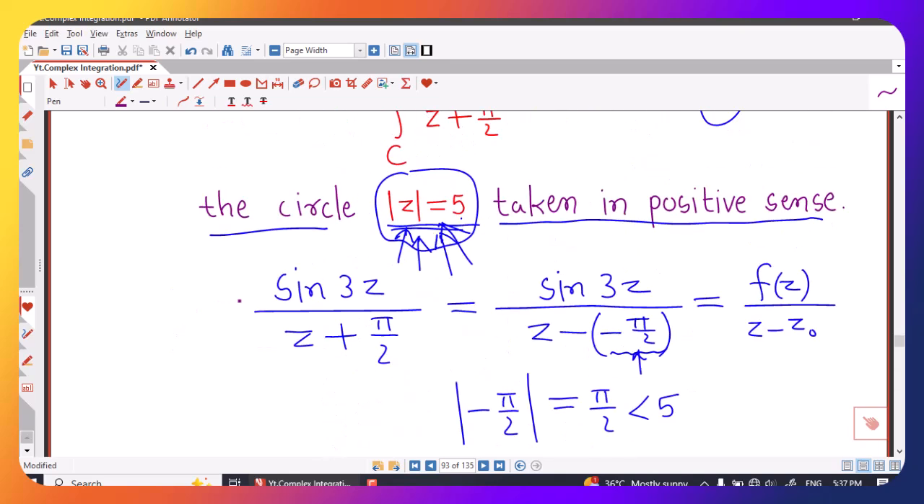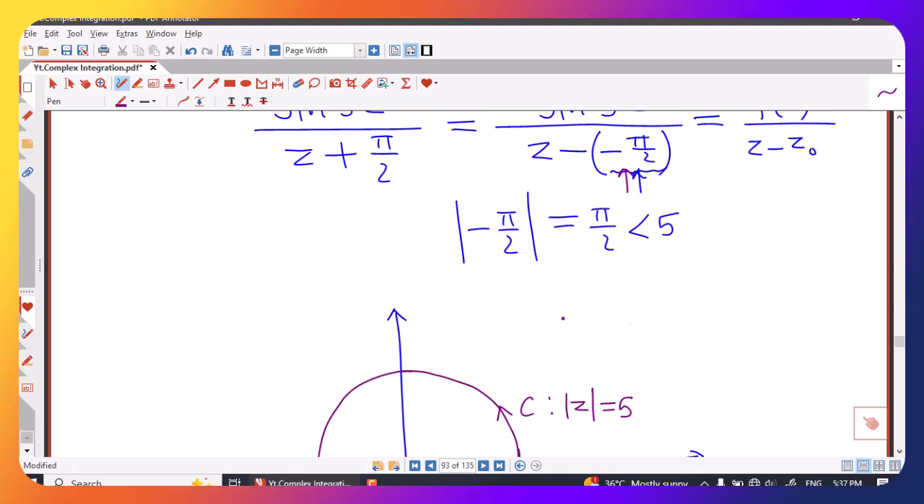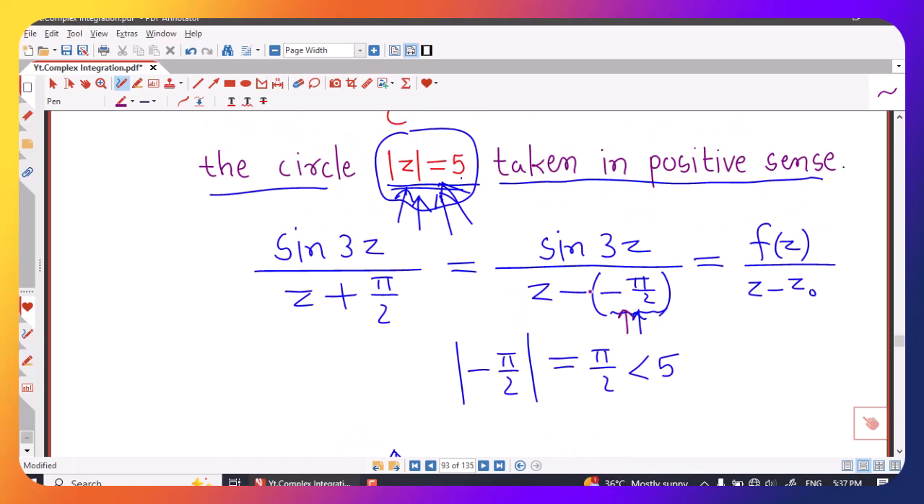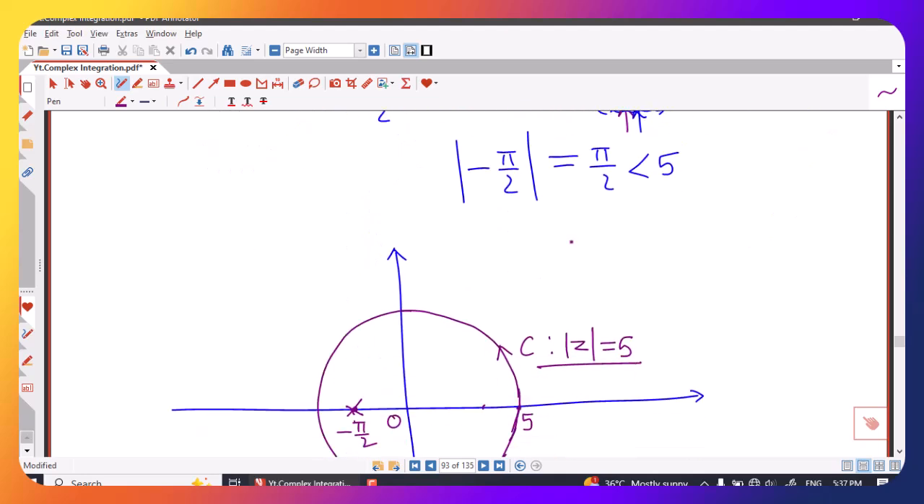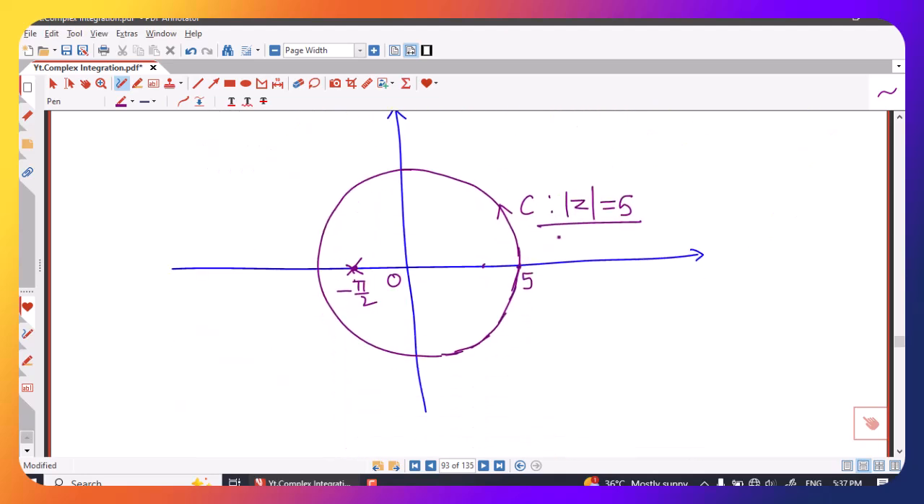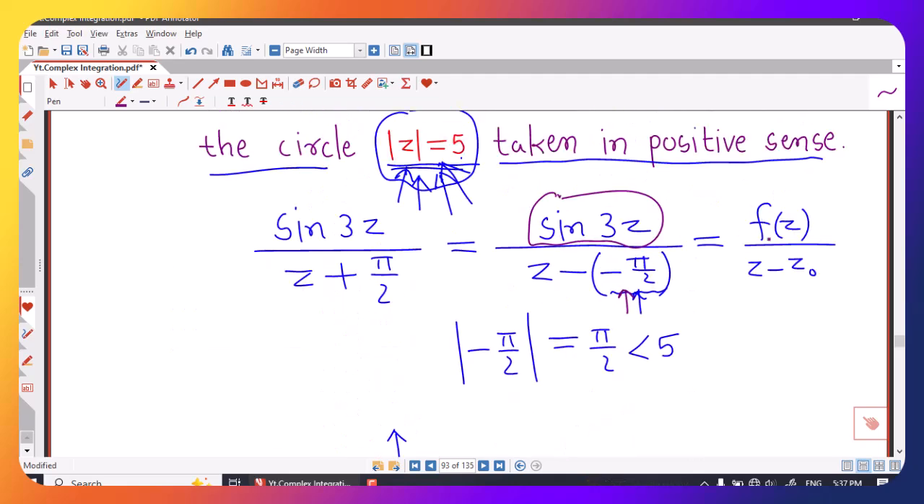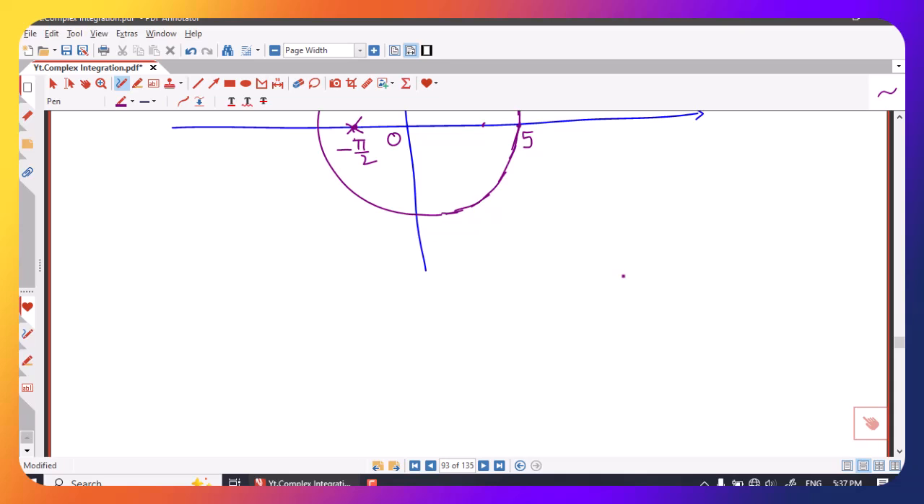Okay, if we compare with z minus z0, z0 is minus pi by 2. So we can see that minus pi by 2 is interior to this simple closed contour, and f of z is sine 3z, which is analytic everywhere in the complex plane. Therefore it is analytic everywhere inside and on this simple closed contour. So we can apply Cauchy integral formula by taking f of z equal to sine 3z.